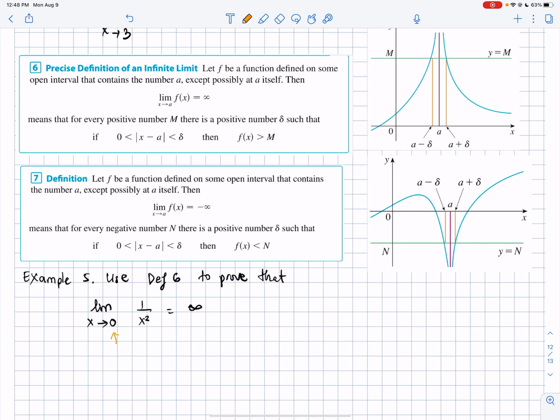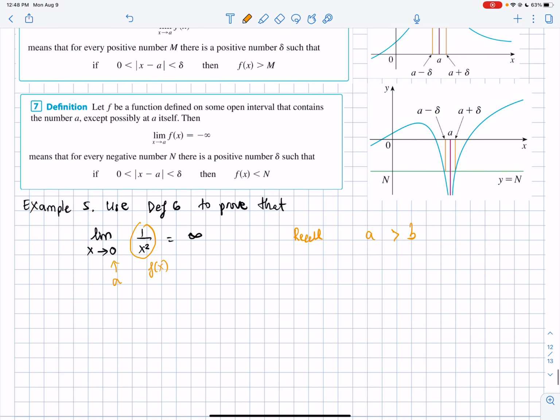Okay, so this is a, and 1 over x squared is the function f of x. Before we begin, let's recall from algebra that if a is greater than b, and both are greater than 0, then the reciprocal 1 over a will be less than 1 over b. And of course, if a is less than b, then the reciprocal 1 over a will be greater than 1 over b.